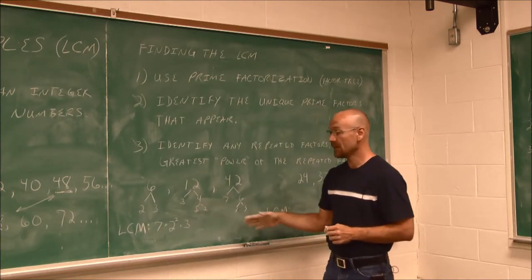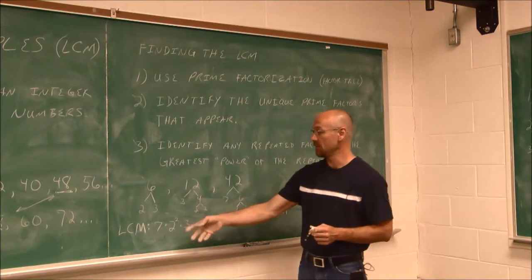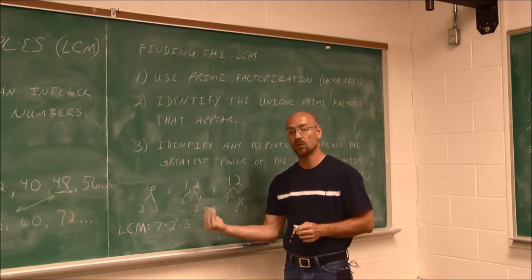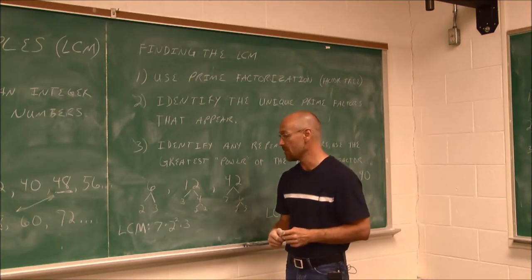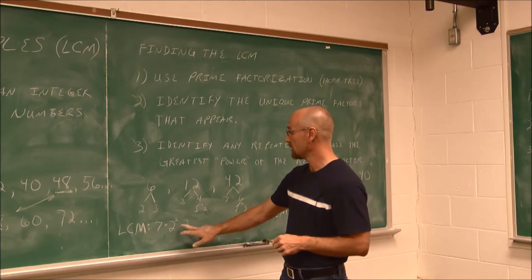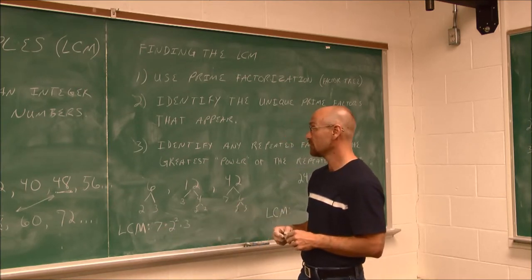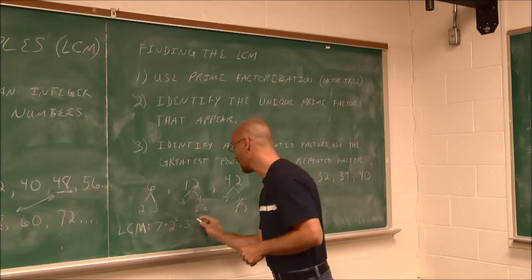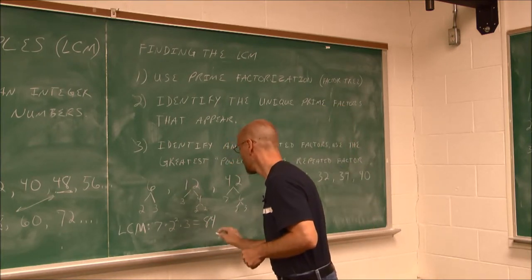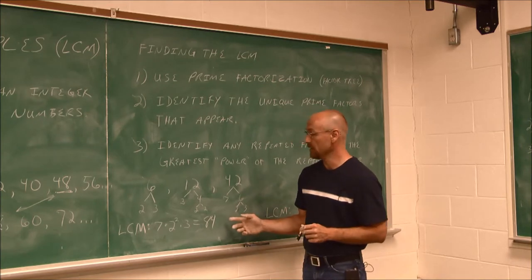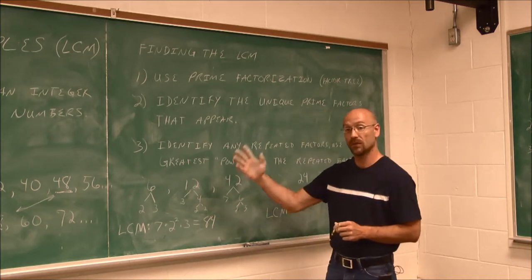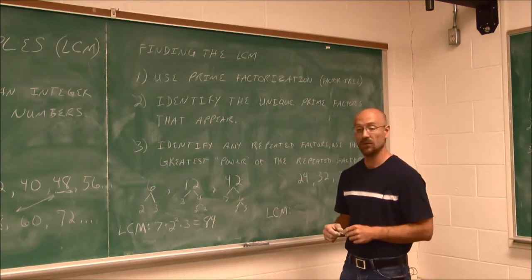So now that I've identified the least common multiples, 7 and 2 squared and 3, I can put them all together. I can multiply them. And I'm going to get, well, 4 times 3 is 12 times 7 is going to give me 84. So the least common multiple of all of these numbers is going to be 84.